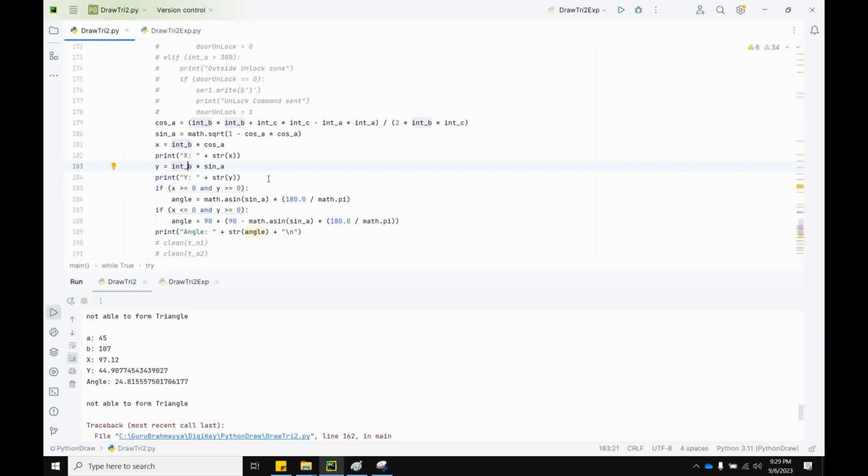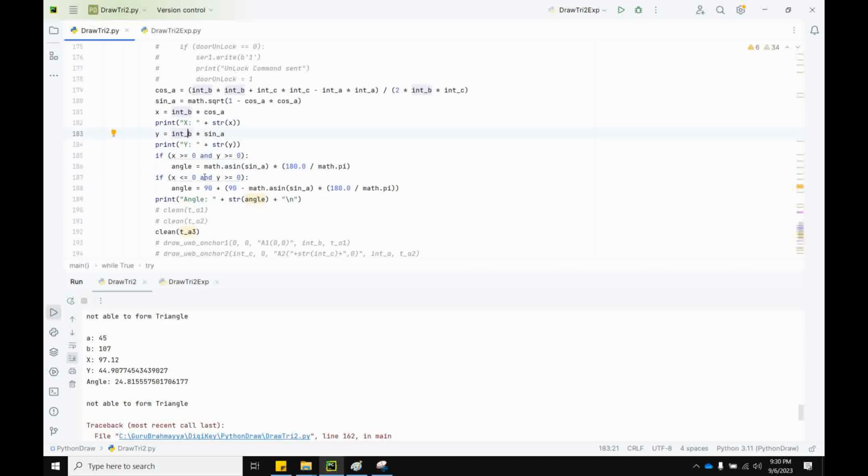I can do anything with these values. I can do things like lock or unlock a door, or send advertisements or pop-ups to the tag or the user. Just to give a graphical representation, I'm trying to draw the triangle in the turtle graphic representation, and in the graph you have four quadrants.